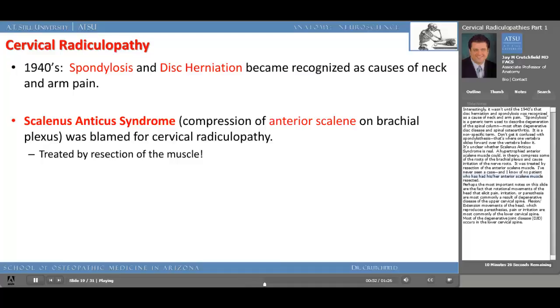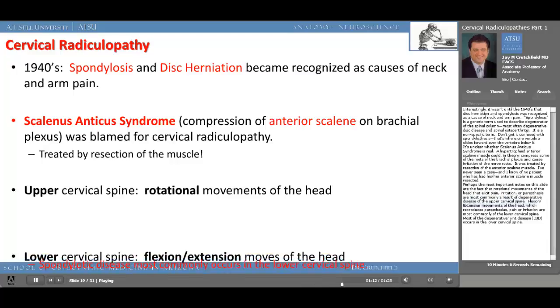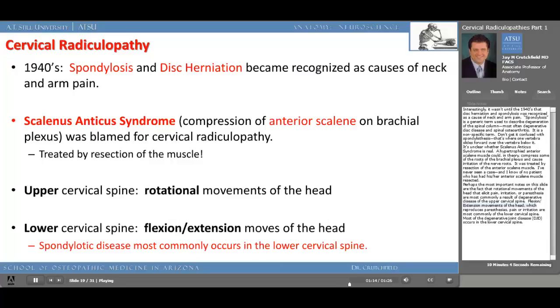Perhaps the most important notes on this slide are the fact that rotational movements of the head that elicit pain, irritation, or paresthesias are most commonly a result of degenerative disease of the upper cervical spine. Flexion extension movements of the head, which reproduce paresthesias, pain, or irritation, are most commonly of the lower cervical spine. Most of the degenerative joint disease occurs in the lower cervical spine.